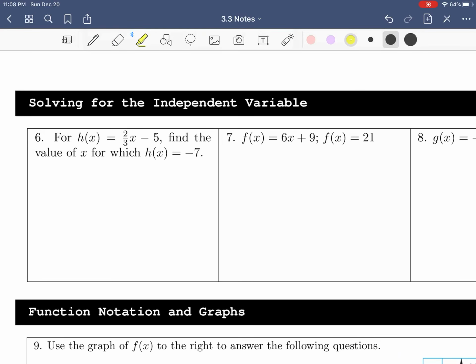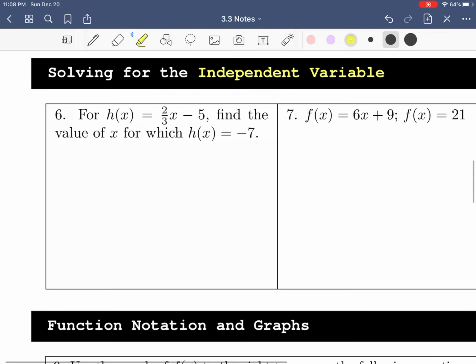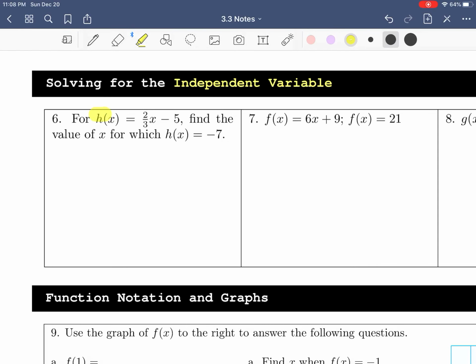Okay, solving for the independent variable. This is one that does get a little bit trippy. So they're going to ask us a different question. They give us this function, h of x, which is 2/3 x minus 5. And then they say, find the value of x. So we're supposed to find x for which h of x equals negative 7. Remember, h of x is like the output. That's basically the y now. That's the output.